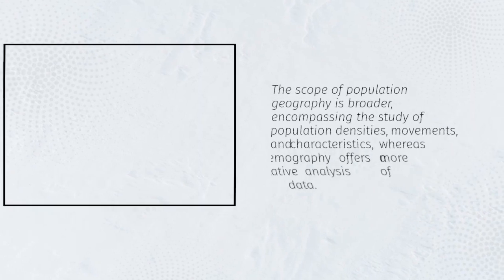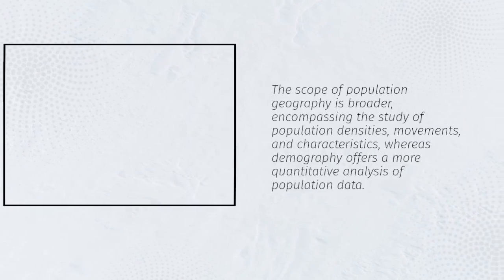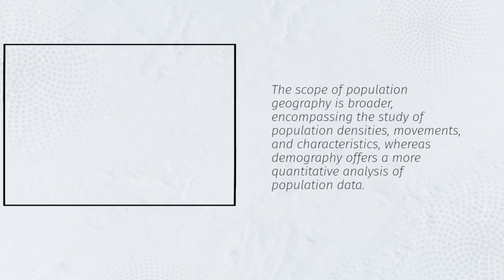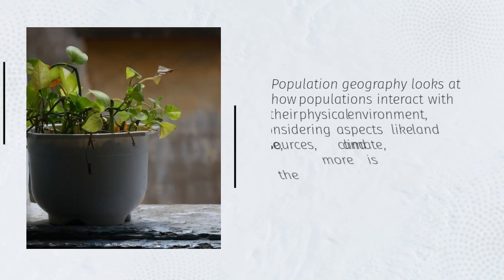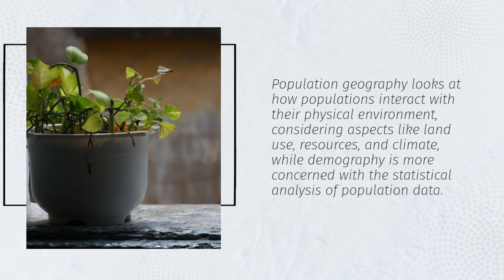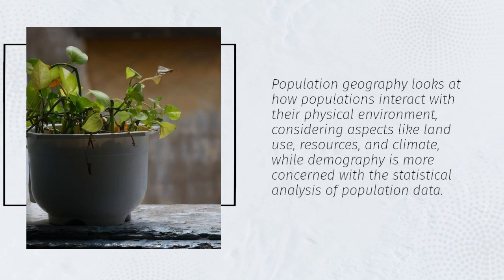The scope of population geography is broader, encompassing the study of population densities, movements, and characteristics, whereas demography offers a more quantitative analysis of population data. Population geography looks at how populations interact with their physical environment, considering aspects like land use, resources, and climate, while demography is more concerned with the statistical analysis of population data.